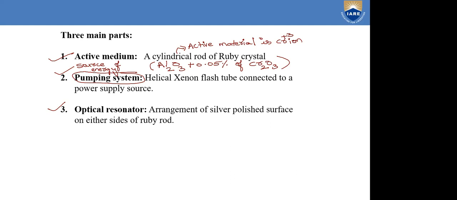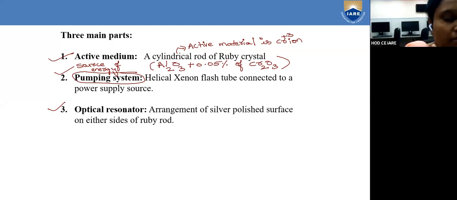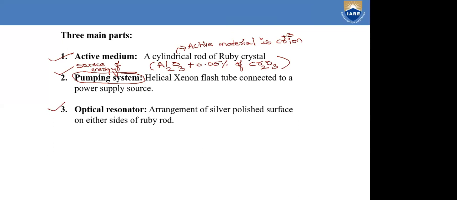Disturbance also. If you are done with this, then tell me. Then first we are going to discuss the construction of ruby laser. Then we try to explain it using the energy level diagram.